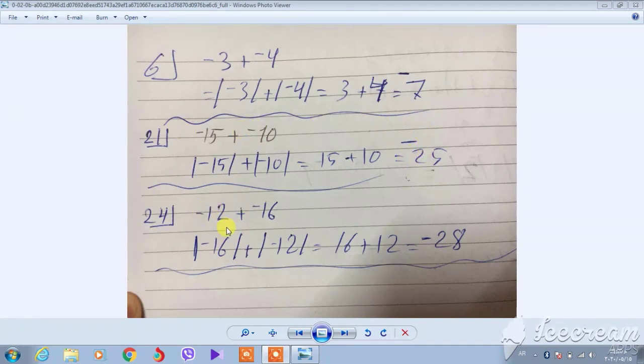Here is also the same: -12 plus -16. We change the order there, that's no problem. It equals 16 plus 12 equals 28. Because both of them are negative, we write it negative. I hope to see you in the next.